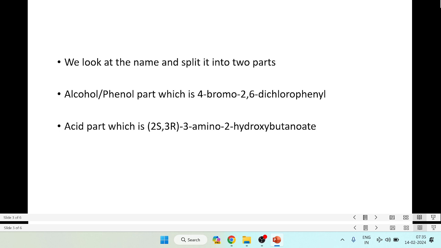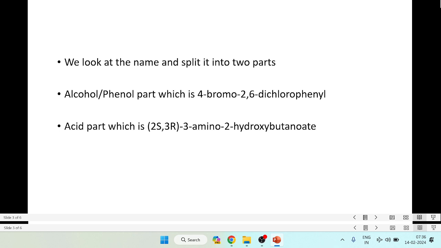Now the alcohol can be a normal alcohol or it can be a phenol, because both alcohols and phenols can form esters. So the phenolic part in this case is 4-bromo-2,6-dichlorophenyl from the IUPAC name. Because it's a phenyl, it will be a phenol. And the acid part is (2S,3R)-3-amino-2-hydroxybutanoate.